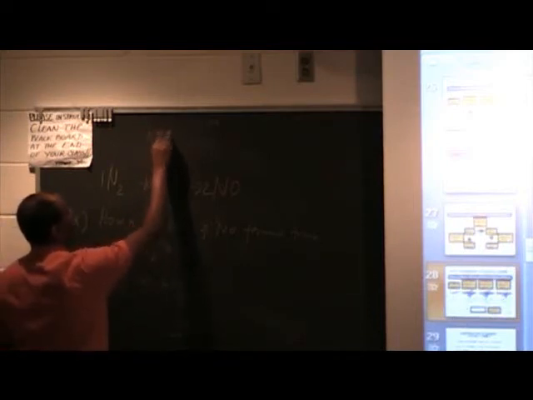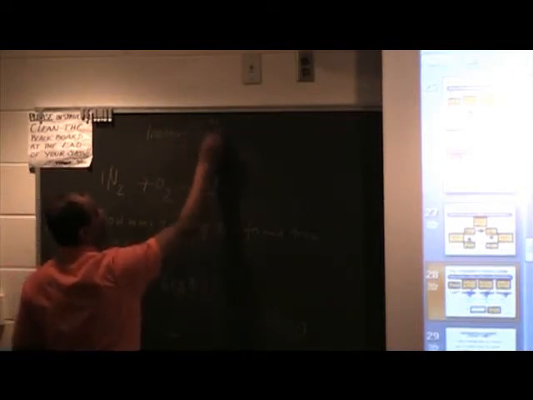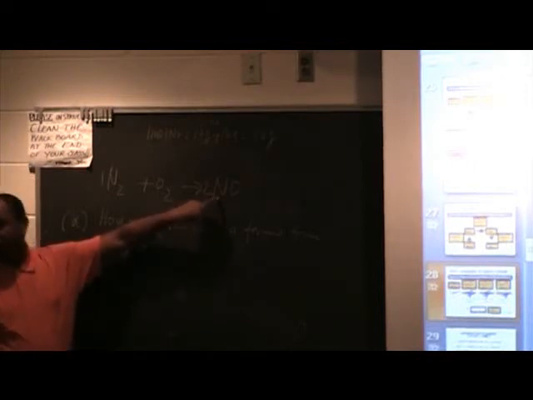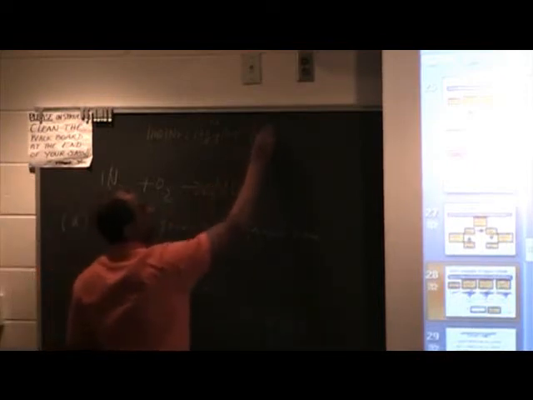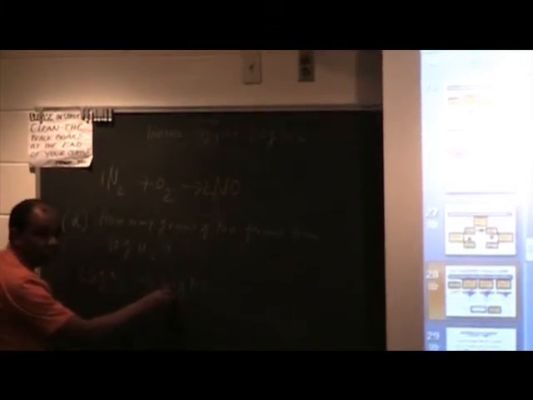Okay. 1 mole of NO means that N is 14 grams and oxygen is 16 grams. That gives me 30 grams. But I have 2 moles of NO, so this has to be multiplied by 2. That's how I came up with 60. Do we agree with that? So 28 grams of nitrogen provides me 60 grams of NO.